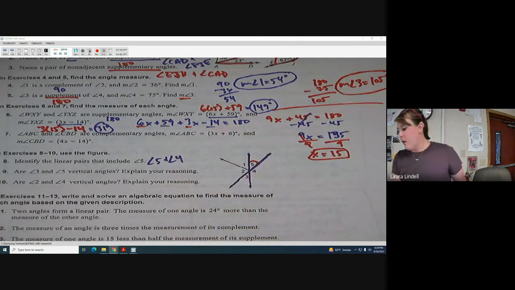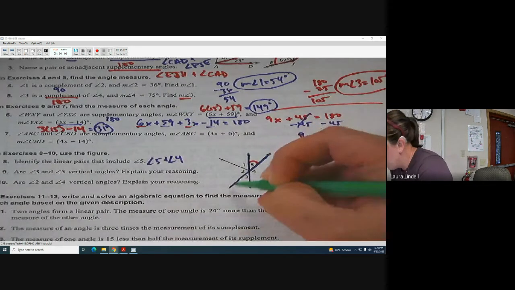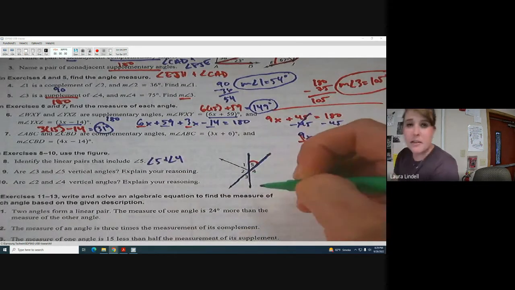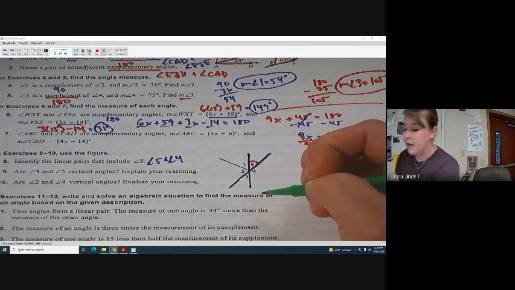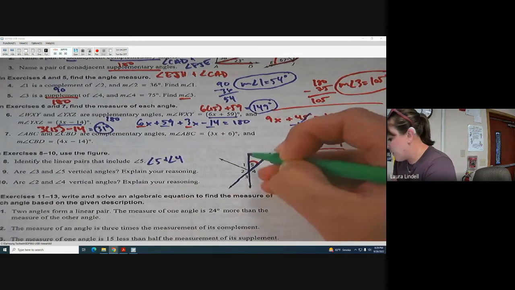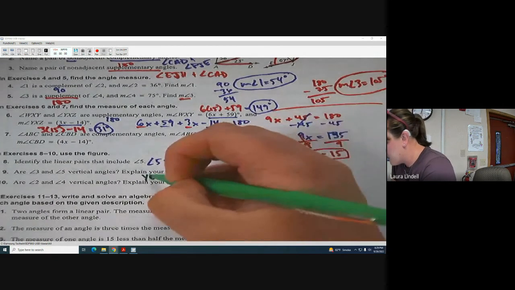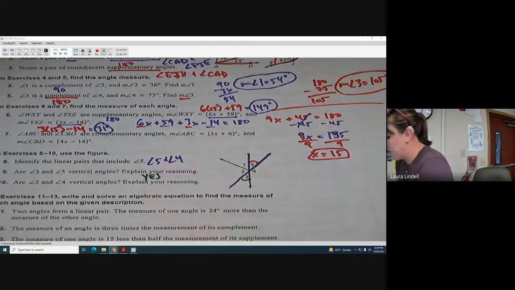Next one, are angles 3 and 5 vertical angles? Well, we just drew the lines that make up angle 5. Are they the same lines that make angle 3? They are. The same lines that I drew that made 5 are the lines that made 3, and they're across from each other. So we'd say yes. Those are vertical angles.